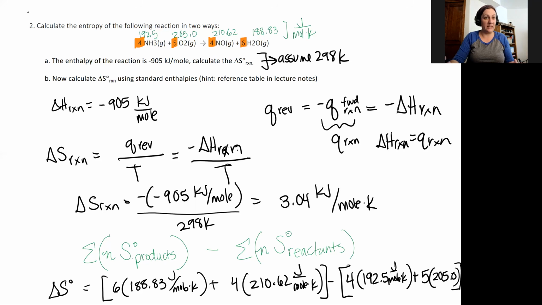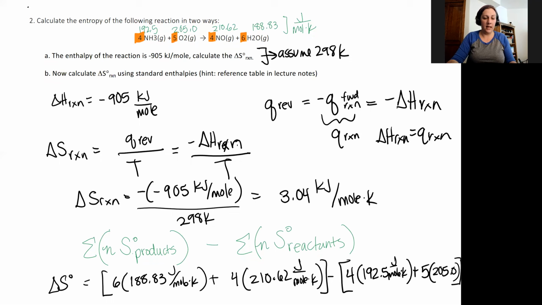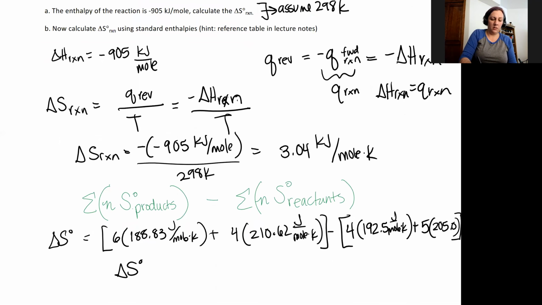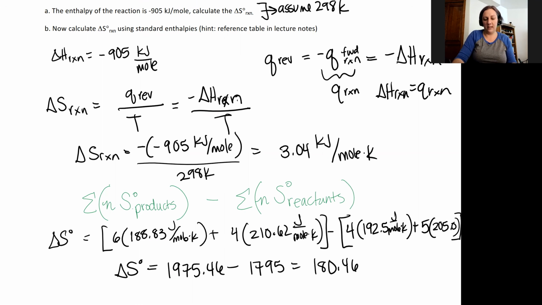Now we just plug this into our calculator. And when we do that, we calculate a value of 1,975.46 minus 1,795. We're going to get 180.46. So really this is 180 joules per mole Kelvin.